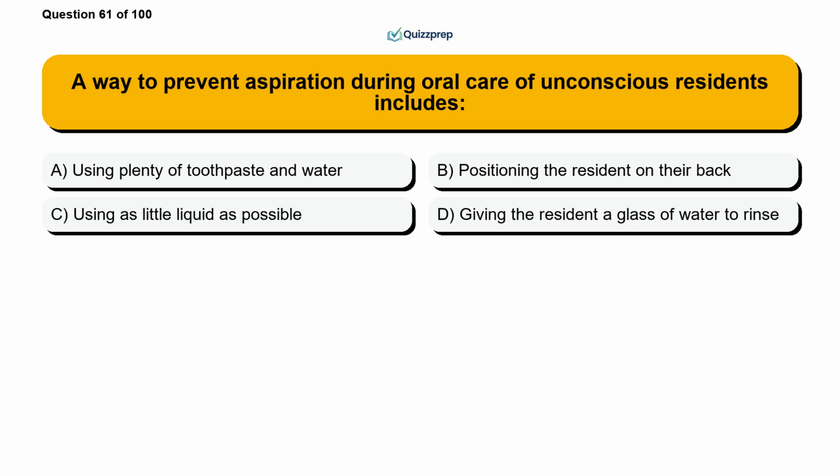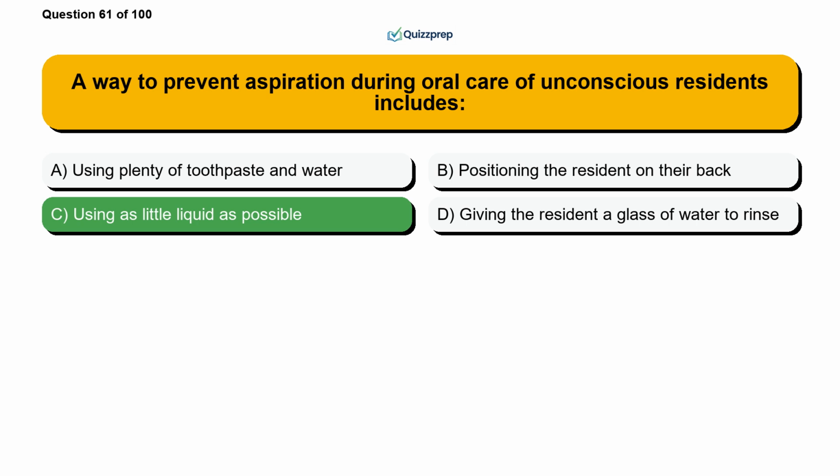Question 61. A way to prevent aspiration during oral care of unconscious residents includes: option A, using plenty of toothpaste and water. Option B, positioning the resident on their back. Option C, using as little liquid as possible. Option D, giving the resident a glass of water to rinse. The correct answer is option C, using as little liquid as possible.